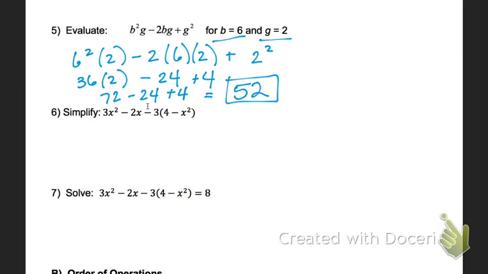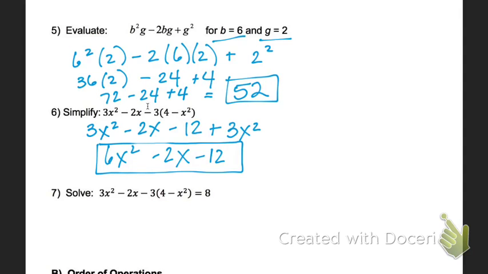I want you to change number 6 to 4 minus x squared. And I want you to try simplifying that one. So distribute, combine like terms. Can anyone see, and this is just me being really nitpicky, but can anyone see a way that we could simplify this even more?